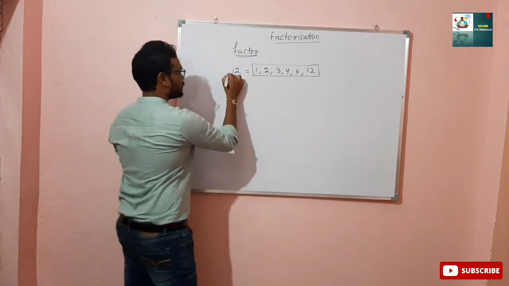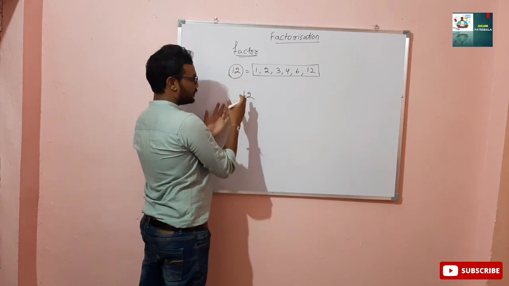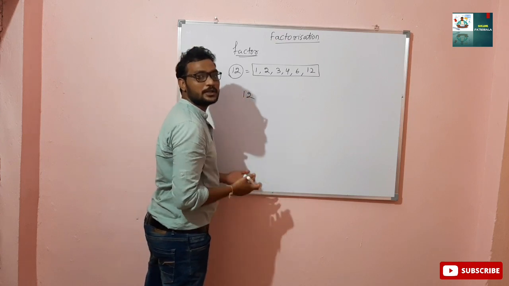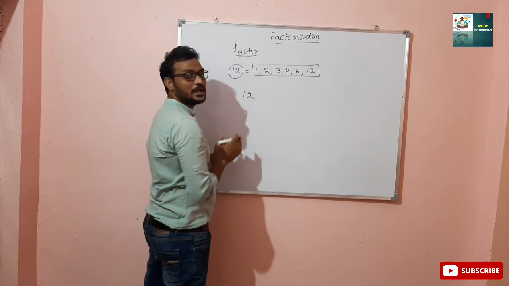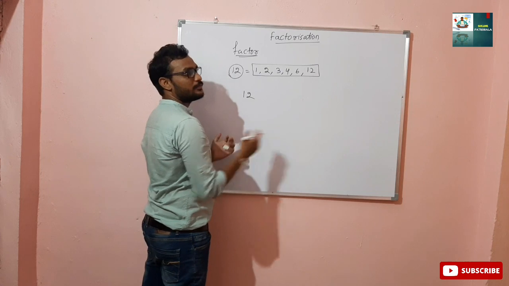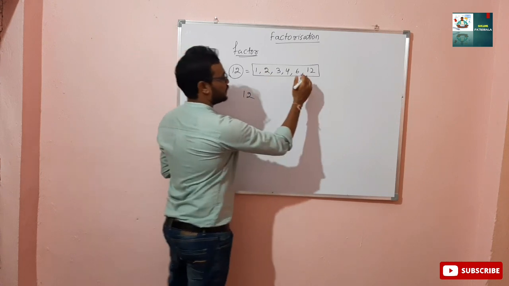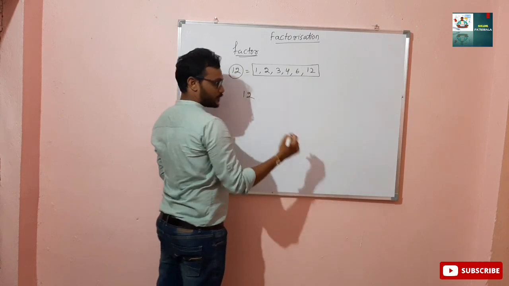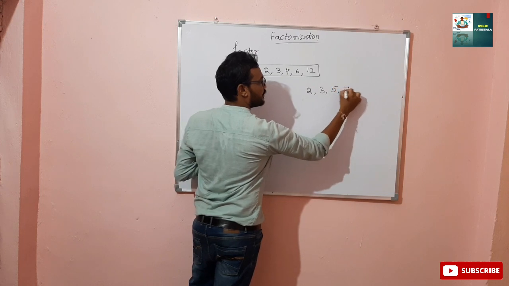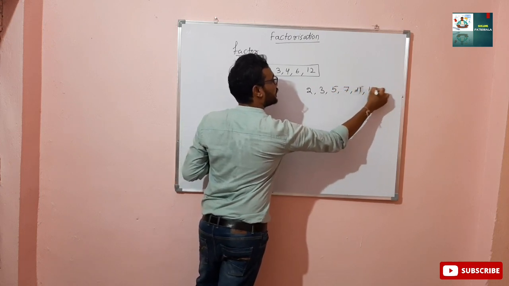So here we are going to learn about factorization. Whenever a number is given, and we make this number as the product of some prime numbers, that is called factorization. First of all, learn what the prime numbers are: 2, 3, 5, 7, 9. Sorry, 9 is not a prime number. 11, 13, like this.